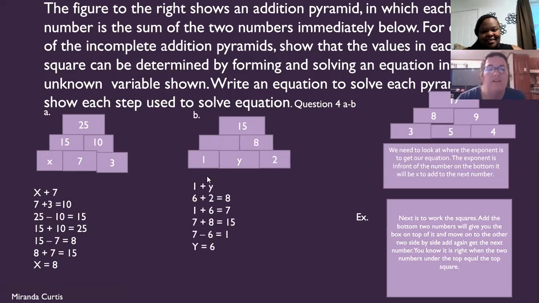Okay, there it goes. So 1 plus y, because we did what it said in the help bubble, we did from the bottom. Then we're going to do the next two. So 8 minus 2 is 6. It makes sense that 6 plus 2 equals 8. Then we have 1 plus 6 equals 7. And 7 plus 8 equals 15, which is the top of our pyramid. Then 7 minus 6 equals 1. So that means y has to be 6. Okay, let's go to our next one.